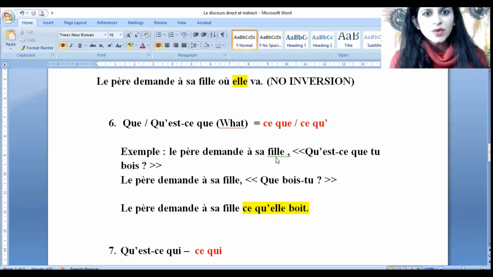Can you see? With qu'est-ce que we have written straight. Okay, qu'est-ce que tu bois? And with que we have done inversion. That is the only difference between que and qu'est-ce que.